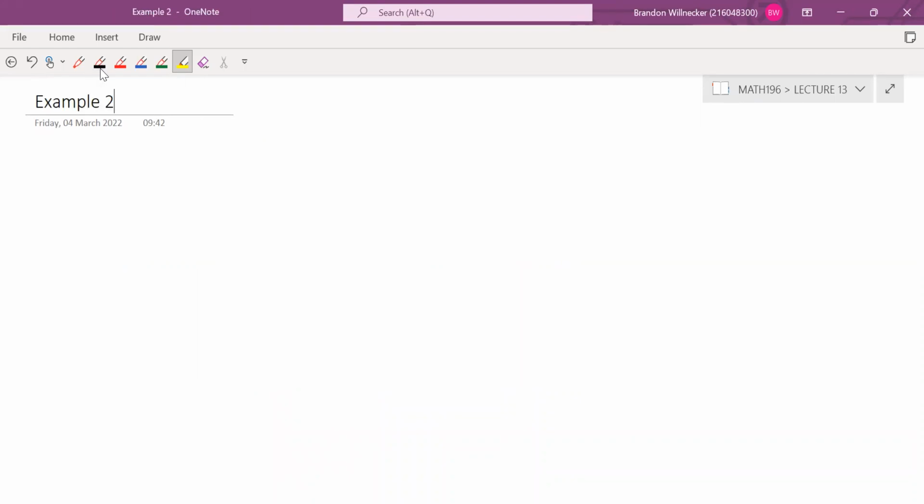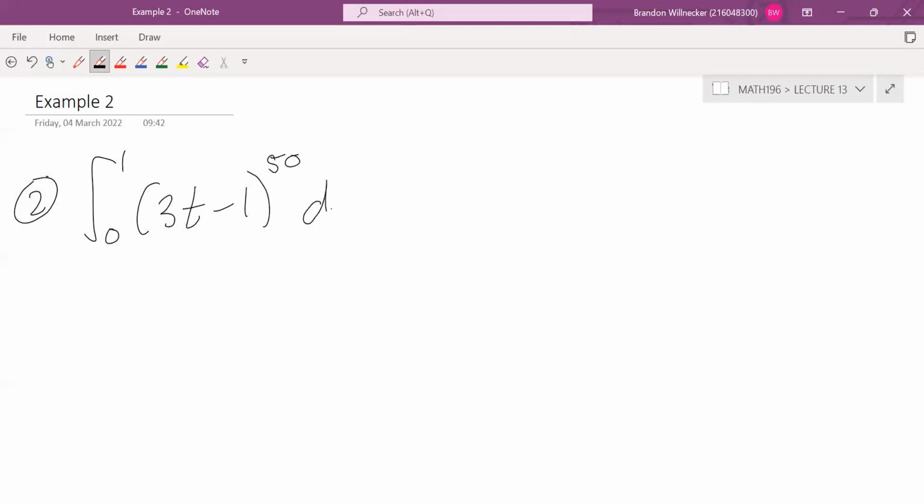Okay, so that's example number 2. We have the integral from 0 to 1, (3t minus 1) to the 50, dt. Step 1 is to let u be something. So u, let's do it in blue, u equals something. What should we let u be in this case? Any ideas?